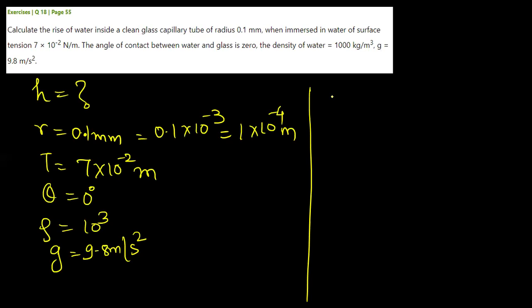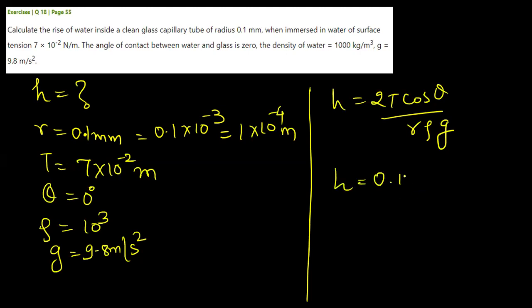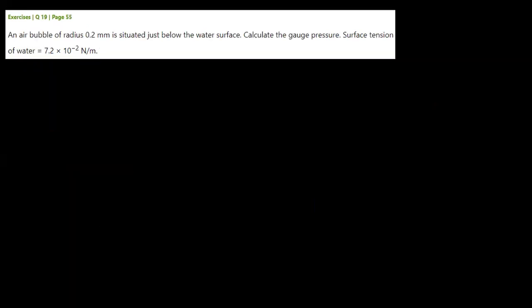We know that height h equals 2T cos theta upon r rho g. This is the formula to find the height or rise of a liquid in a capillary tube. When you substitute the values in 2T cos theta upon r rho g, I'm directly writing the answer, 0.142 meter. That will be your answer. Everything is given to you, you just need to substitute the values and solve direct formula based questions.